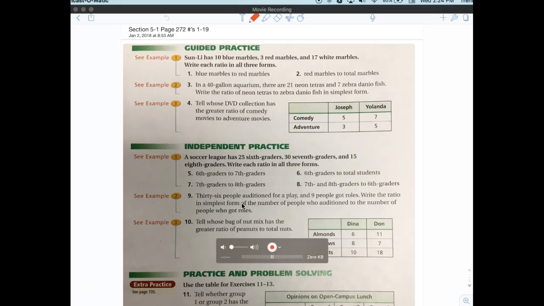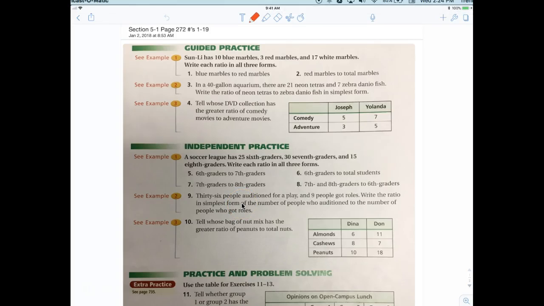Section 5.1. And we really only have to do 1 through 19. Plus, we're going to do some IXL.